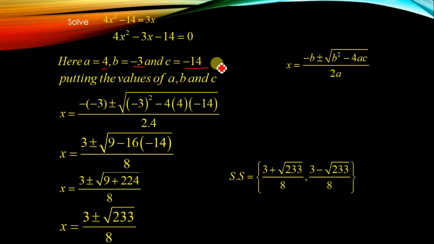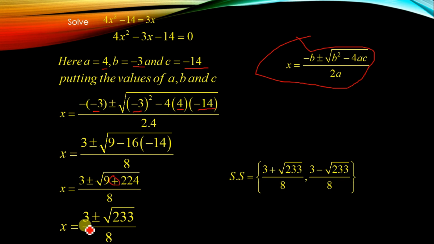Now I have to put these values in this quadratic formula. Putting the values of a, b and c here, I have x is equal to minus into minus 3, because minus 3 is the value of b, and a is equal to 4 and c is equal to minus 14. We know that the square of minus 3 is equal to plus 9. So I have x is equal to 3 plus minus square root of 9 minus 16 into minus 14. 4 4s are 16. And further solving, 16 into 14 is equal to 224, minus into minus results into plus.